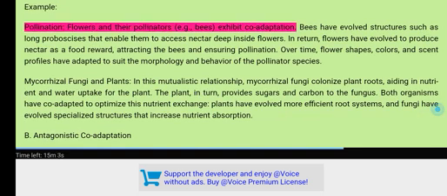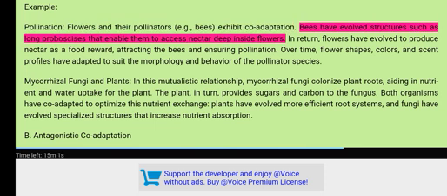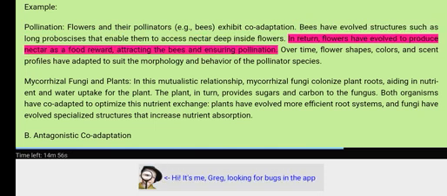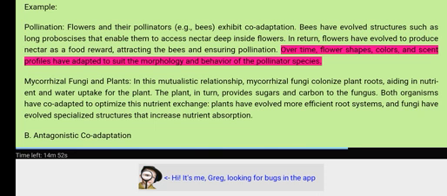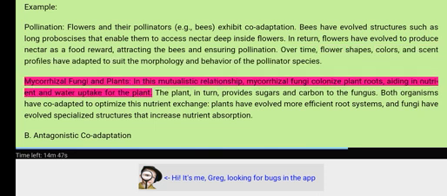Example. Pollination. Flowers and their pollinators, e.g., bees, exhibit co-adaptation. Bees have evolved structures such as long proboscises that enable them to access nectar deep inside flowers. In return, flowers have evolved to produce nectar as a food reward, attracting the bees and ensuring pollination. Over time, flower shapes, colors, and scent profiles have adapted to suit the morphology and behavior of the pollinator species.